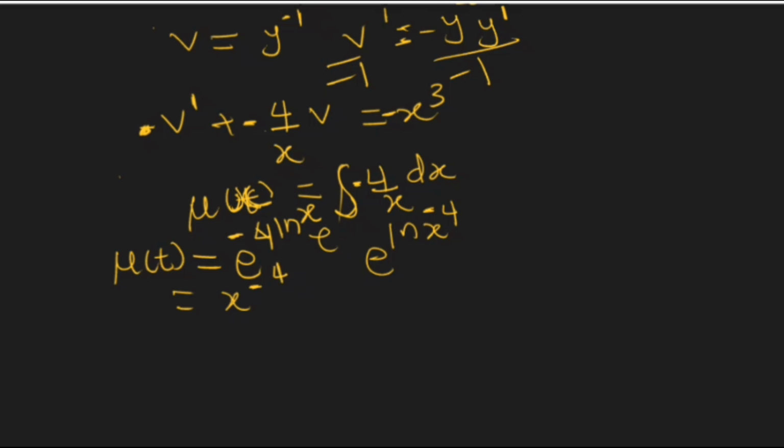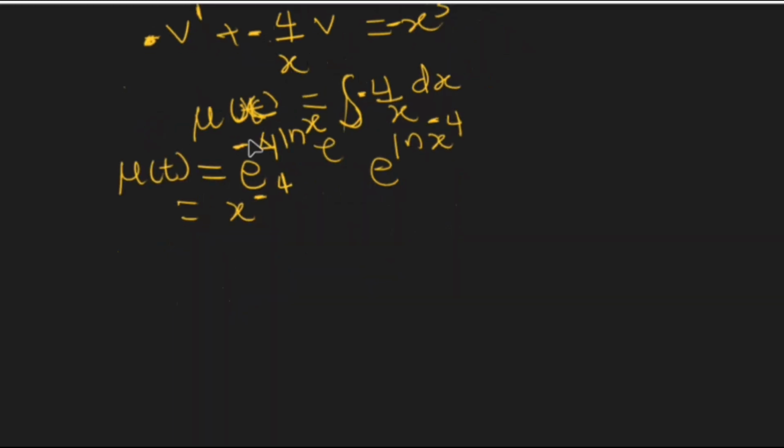So once I get my integrating factor, I'm going to multiply through my equation by this integrating factor. Now I have my equation. Here is positive, here is negative, take note. So I have v prime multiplying x to the power -4, then plus, you are going to multiply the integrating factor by every term.